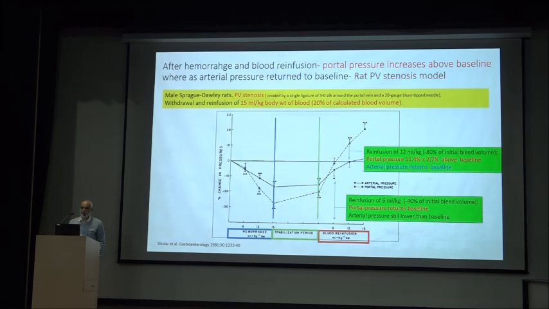But as we infuse 80% of the initial blood volume, arterial pressure has returned to the normal, but the portal pressure has increased about 11% from the baseline. And when 100% of the blood volume has been reinfused, then the portal pressure at the end of blood restitution is almost 20% higher above the baseline. So that was the concept that about half of the blood volume should be replaced rather than full volume.